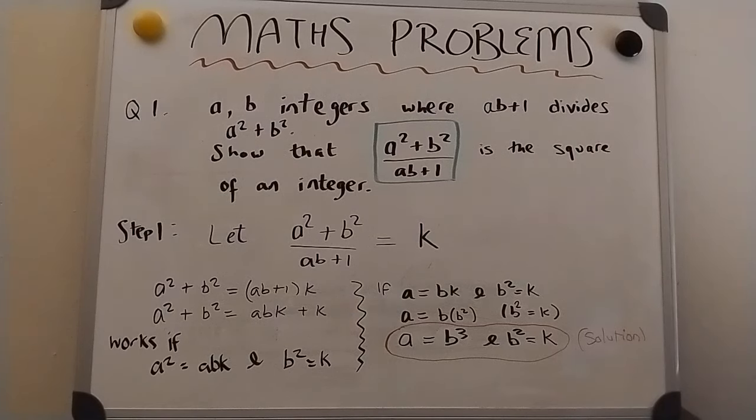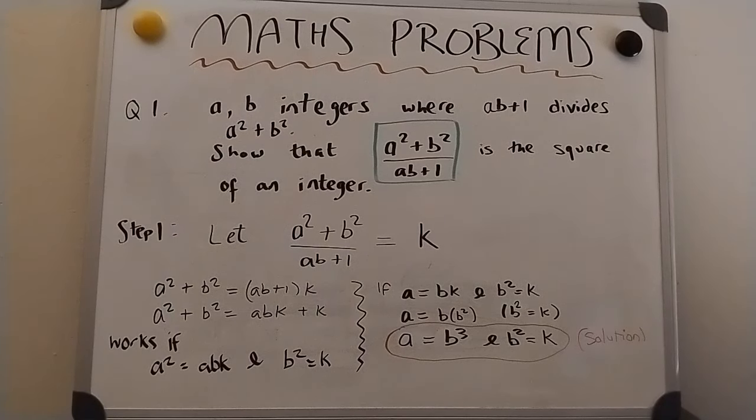That means that k is the square of an integer, the integer being b in this case, so k equals b squared. But it will only work if a equals b cubed. That's the other constraint or condition. And equally we could have said that b is equal to a cubed. As I say, b and a are invariant. If we swap them around, it will still work. That is the solution. Now I'm not going to prove it in any great detail.